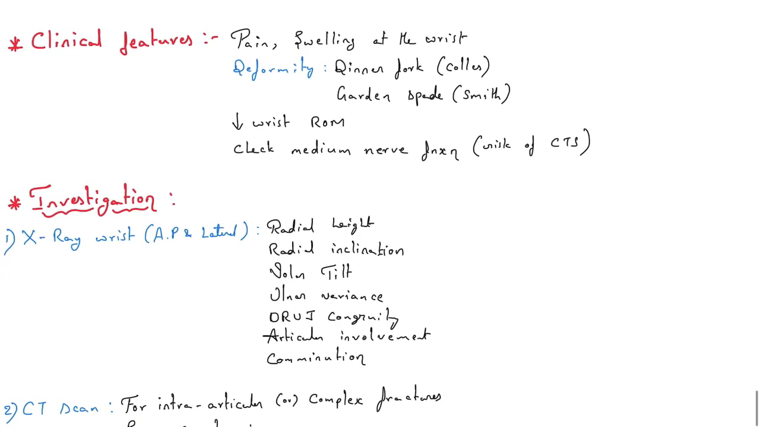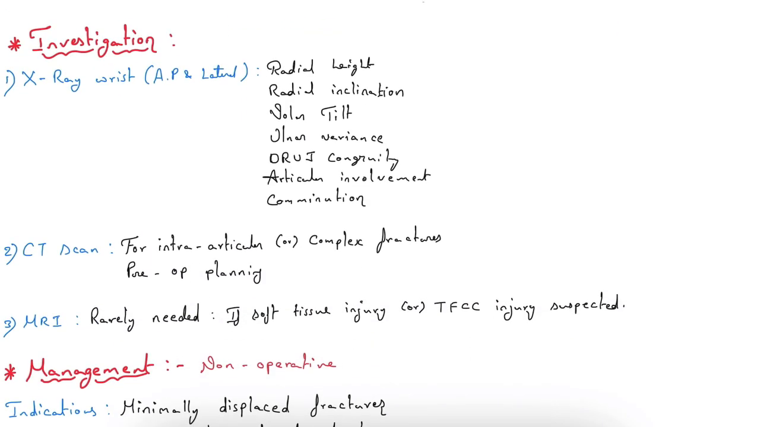Next, clinical features. In clinical features, mostly we can see pain, swelling at the wrist, and deformities like dinner fork, Colles fracture, garden spade, Smith fracture, and decreased wrist range of motion, and check median nerve functions, risk of carpal tunnel syndrome. In investigation, I already showed many X-rays based on the fractures.